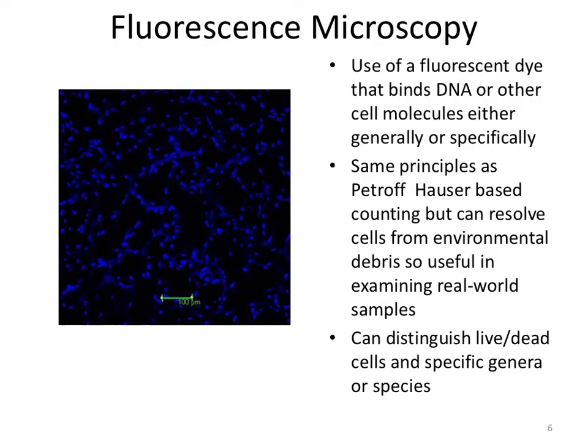There are also forms of fluorescence microscopy methods that can distinguish between live and dead cells, and also specific genera or species. This is a pretty evolved area of microbial ecology.